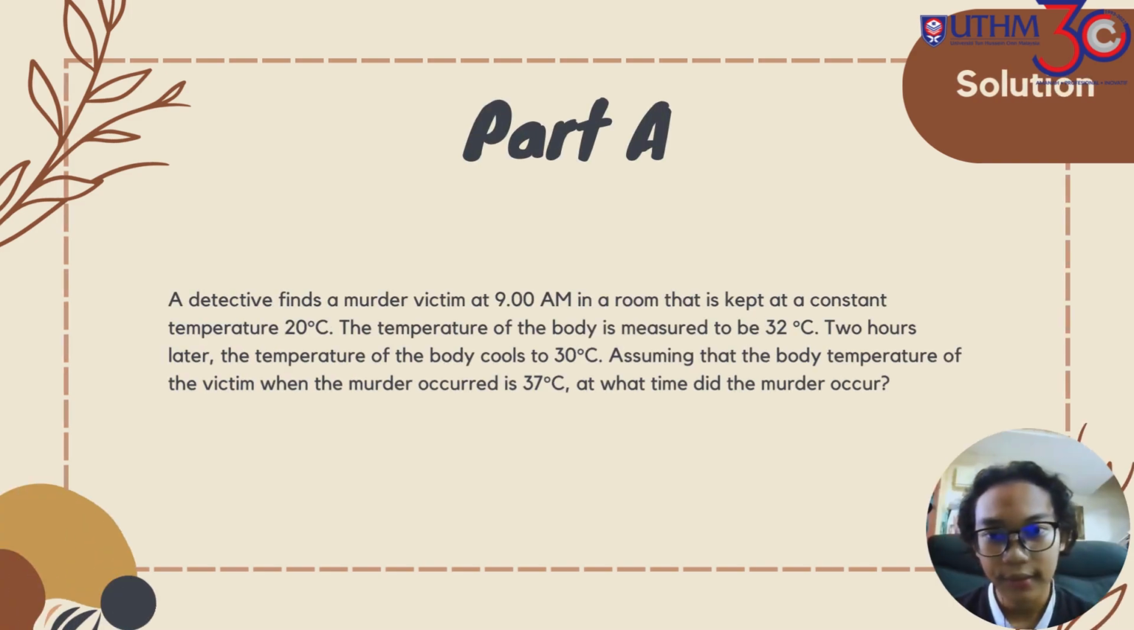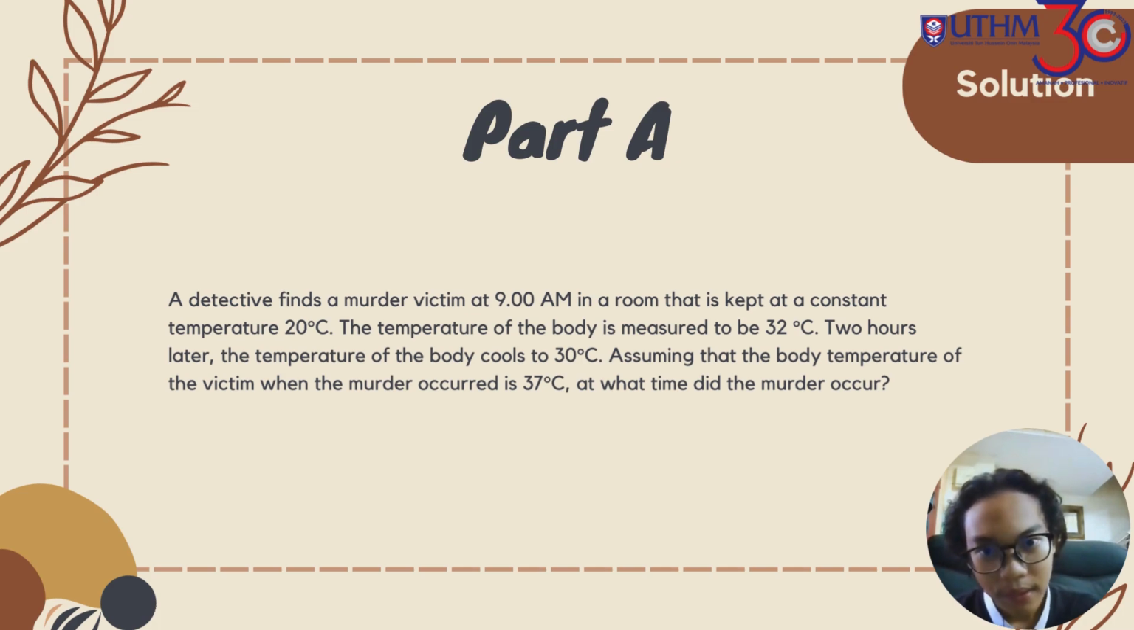Hello and Assalamualaikum. For part A, the question is: a detective finds a murder victim at 9 a.m. in a room that is kept at a constant temperature of 20 Celsius. The temperature of the body is measured to be 32 Celsius. 2 hours later, the temperature of the body cools to 30 Celsius. Assuming that the temperature of the victim when the murder occurred is 37 degrees Celsius, at what time did the murder occur?